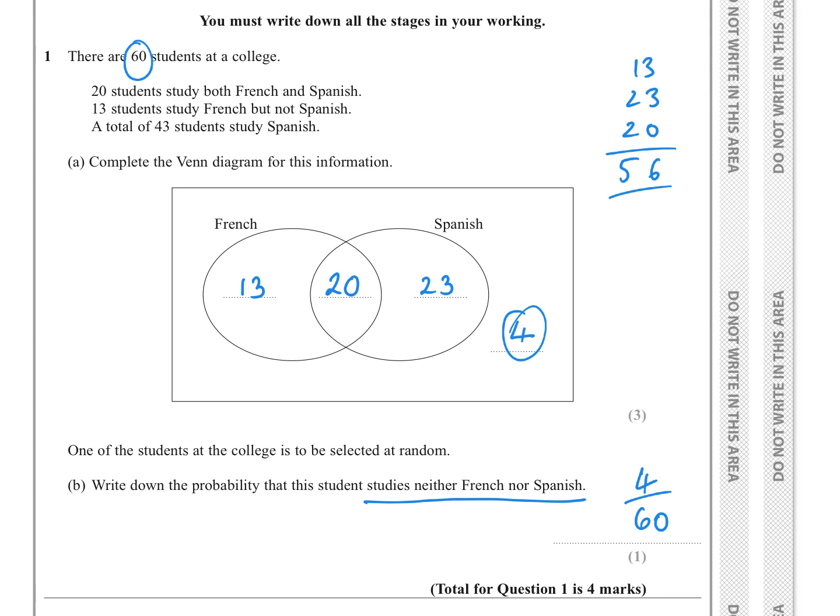Now I've gone through that question quite quickly, and there's a reason for that. It's on a higher paper. If you want to see a slower explanation, then just flip back to the foundation paper, because this question appears on that as well, and you can just see a bit of a more detailed explanation. Okay, let's move on.